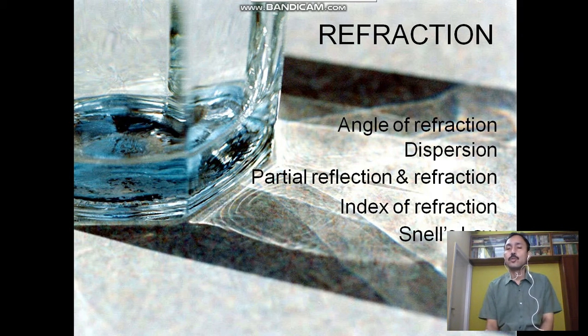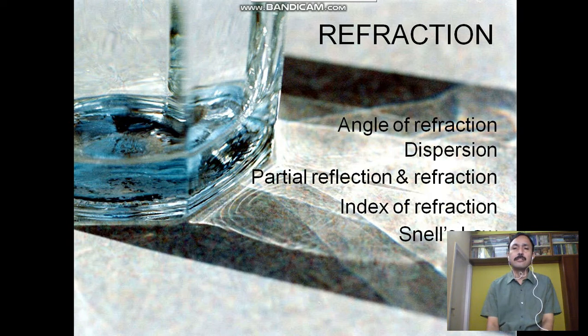if the light slows down, the second medium is said to be optically denser than the first medium. And if light speeds up, the second medium is said to be optically rarer than the first medium. That means, again, I can say, if the speed of the light is slowed, then the second medium is optically denser than the first. If light speeds up, then the second medium is optically rarer than the first.